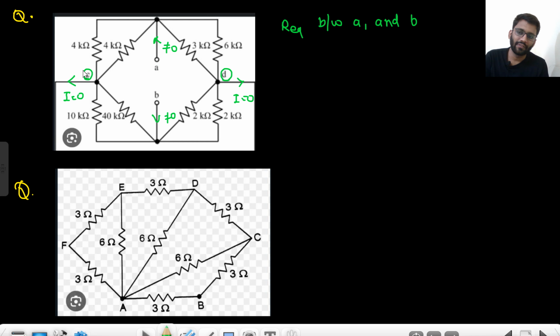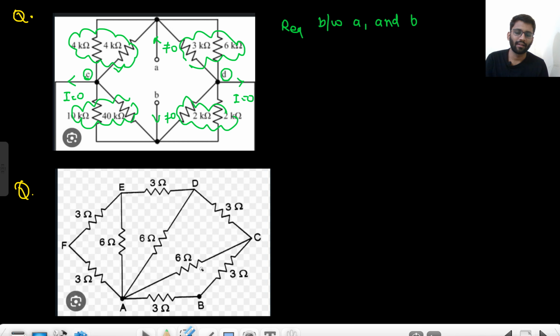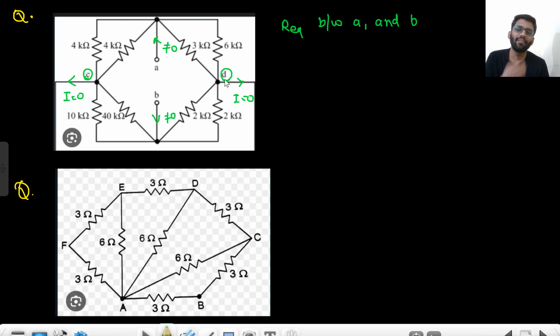So if this node is having no current, then basically this 4 and 4 will come in parallel, and this 10 and 40 will come in parallel, this 2 and 2 will come in parallel, and this 3 and 6 will come in parallel, right? So all these are in parallel. Even if C and D were having current, still they will come in parallel. So basically your circuit will look something like this.